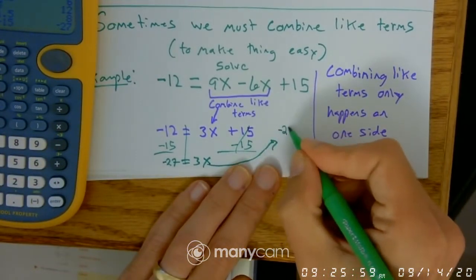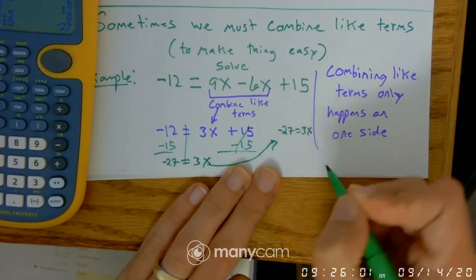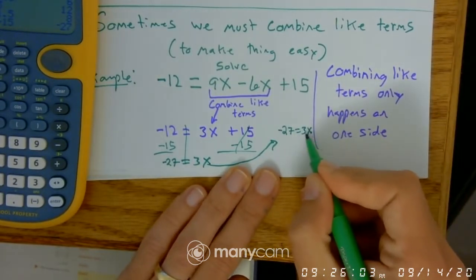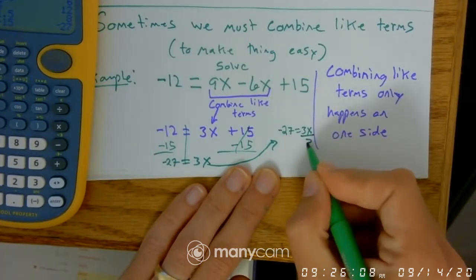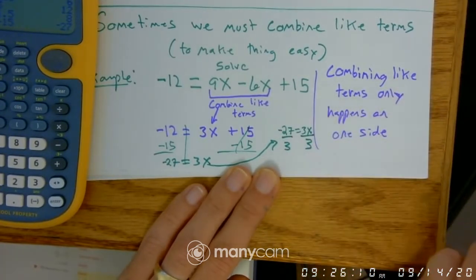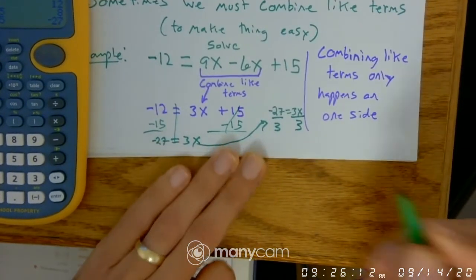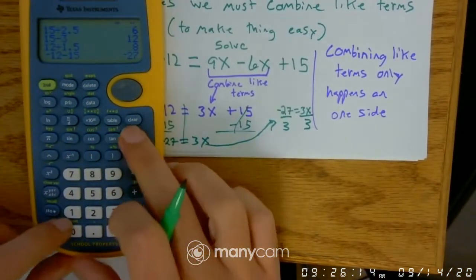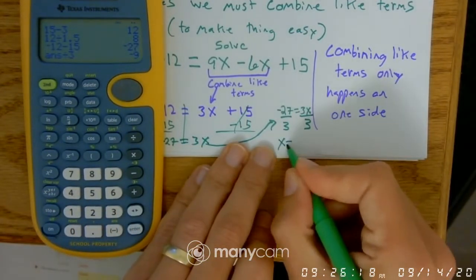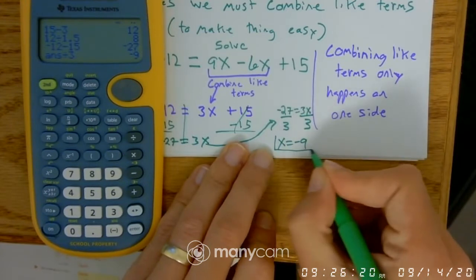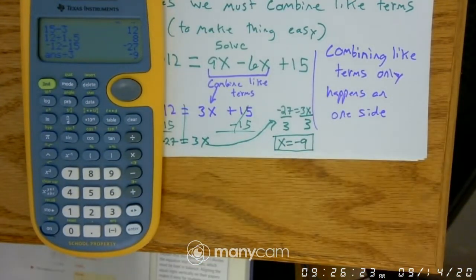Now I'm running out of room, so I'm going to go over here. So I have negative 27 equals 3x. So now this is 3 times x, so the opposite of times is divide. Then on my calculator I'm going to go negative 27 divided by 3, and I get x equals negative 9. Does anybody have questions about that?